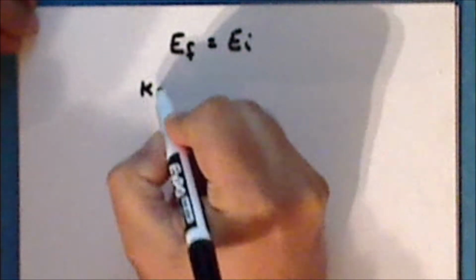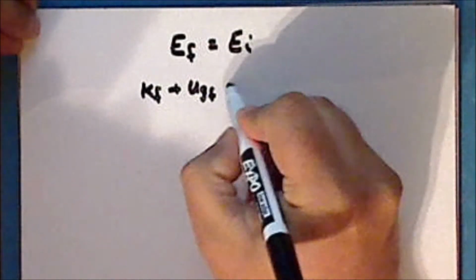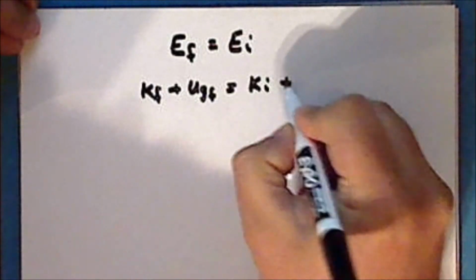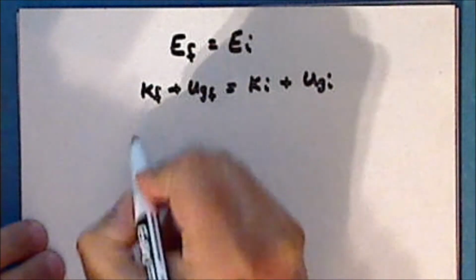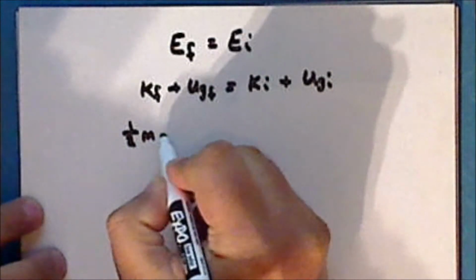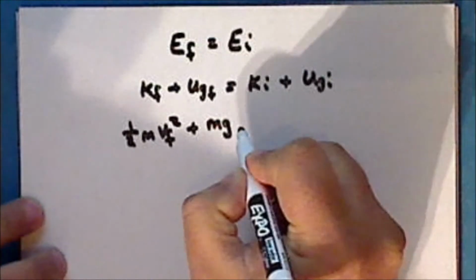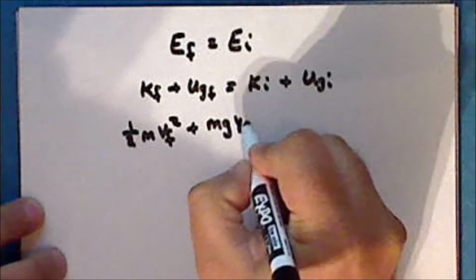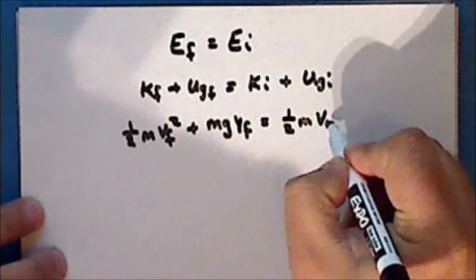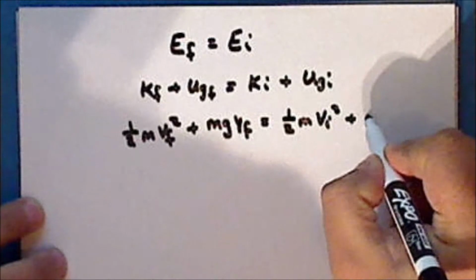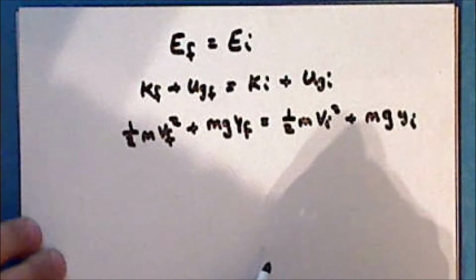That is, the final kinetic energy plus the final gravitational potential energy is equal to the initial kinetic energy plus the initial gravitational potential energy. And so we have 1/2 the mass times the final speed squared plus the mass times the acceleration due to gravity times the final y position is equal to 1/2 the mass times the initial speed squared plus the mass times the acceleration due to gravity times the initial position y.